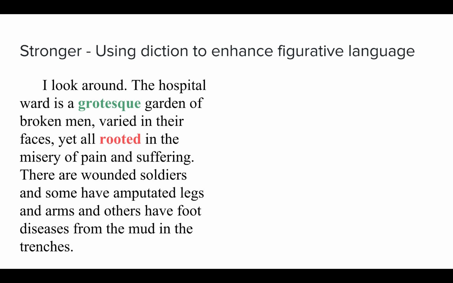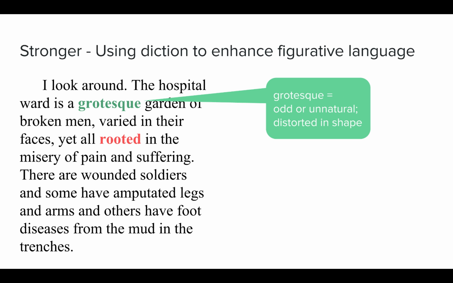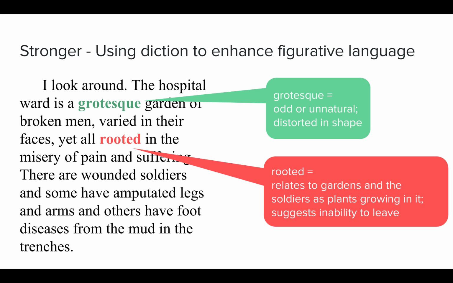I also used diction to enhance my figurative language as I wrote this comparison. You might have noticed the word grotesque, which means odd or unnatural or distorted in shape. I also used the word rooted. Rooted relates to gardens and the soldiers as plants growing in that garden, and it suggests their inability to leave that hospital ward.